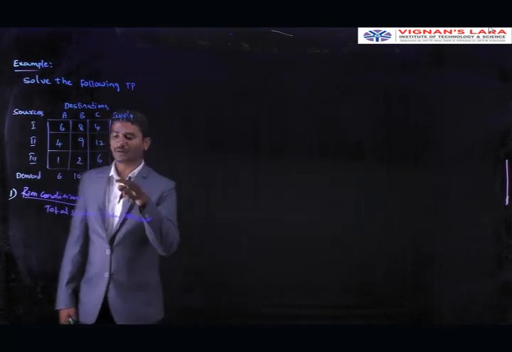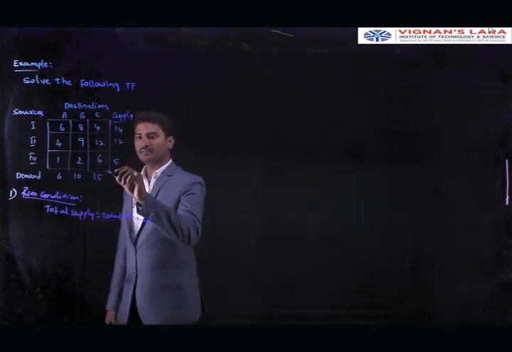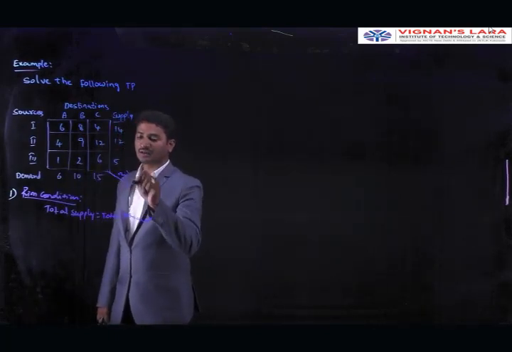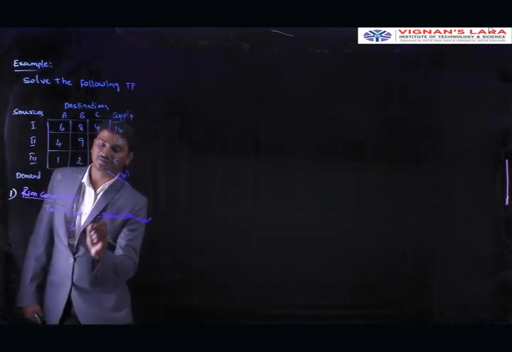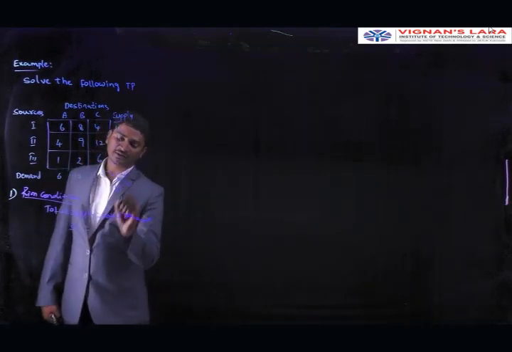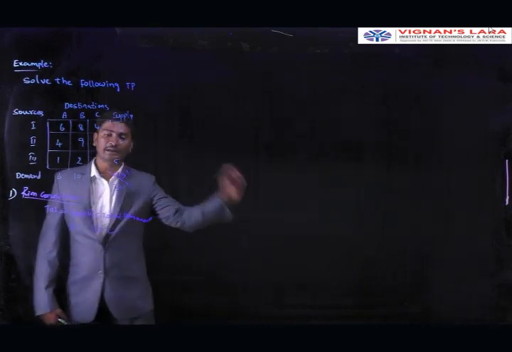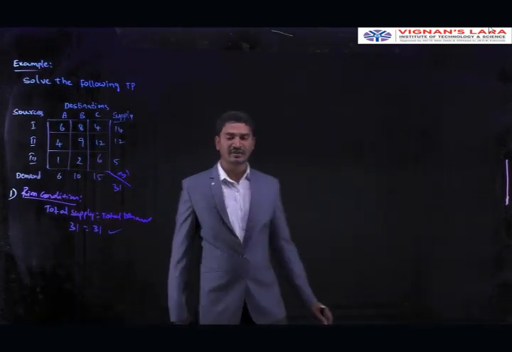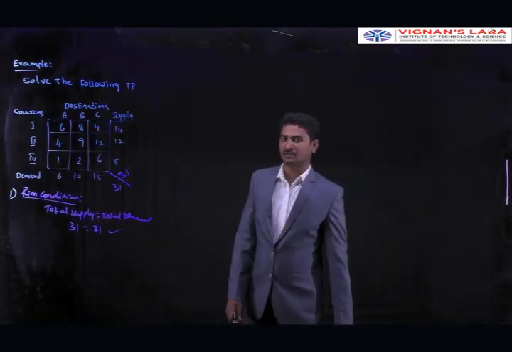Here what is the supply? 14, 12, 5. It means 31 units are there, which is equal to the demand, also 31. So it is in rim condition. The rim condition is satisfied. It is a balanced transportation problem.